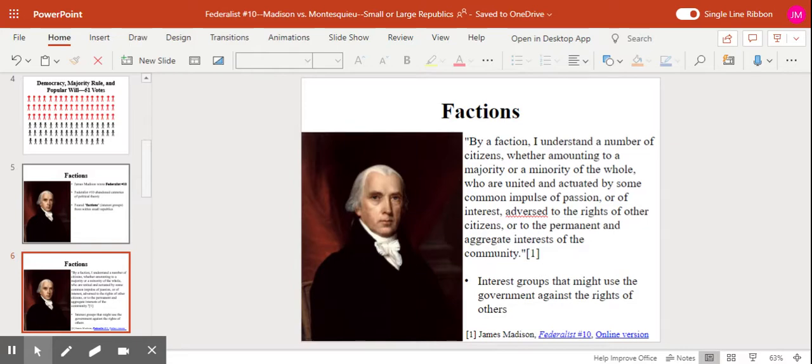And since the government has a monopoly on that use of force, they will use the government to achieve their goals. And this can happen in a republic, this can happen in a democracy, this can happen in any government. And so he's concerned that interest groups might use government against the rights of others. And in a smaller area, it's easier for someone to gather an interest group in order to do that.